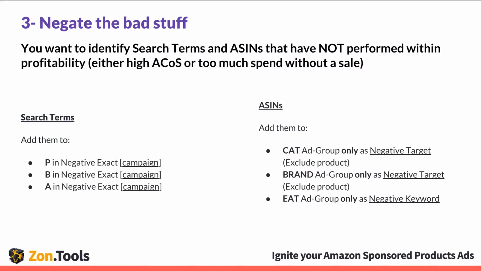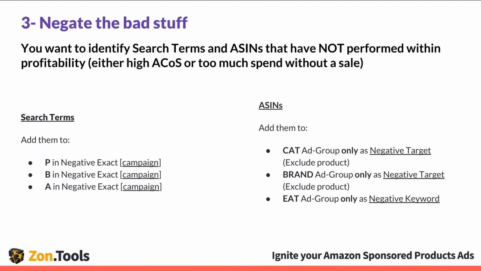Now, once we found the good stuff and mined it to keywords, we want to identify the bad stuff and stop it before it costs us more money. So again, we use the same search term report and we identify terms which either have a higher ACOS than our threshold or have too much spend without a sale. What does too much spend without a sale mean? Assuming that I'm selling a product for $10 and my profitability is 50%, my profit on the product is $5. Would it make sense to spend $6 to sell something that brings me $5 in my pocket?